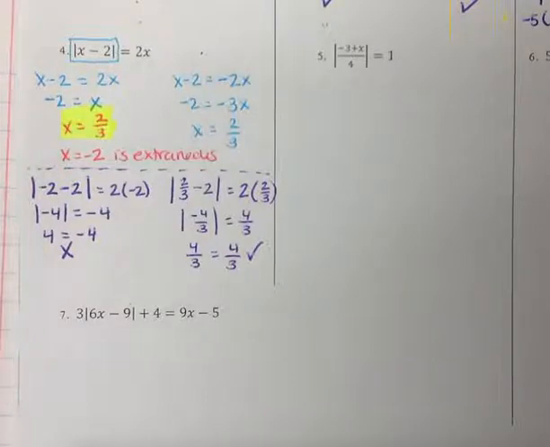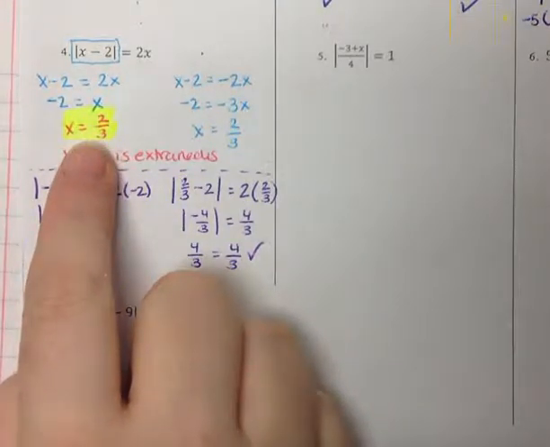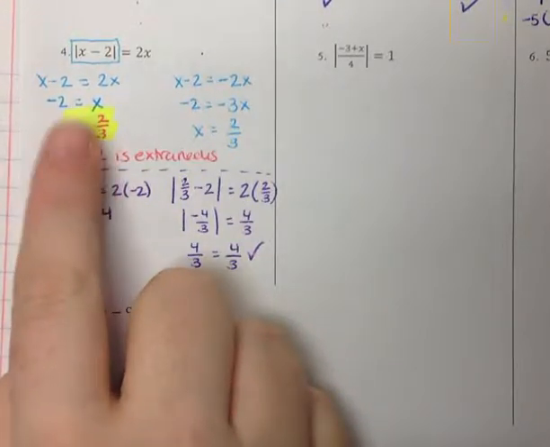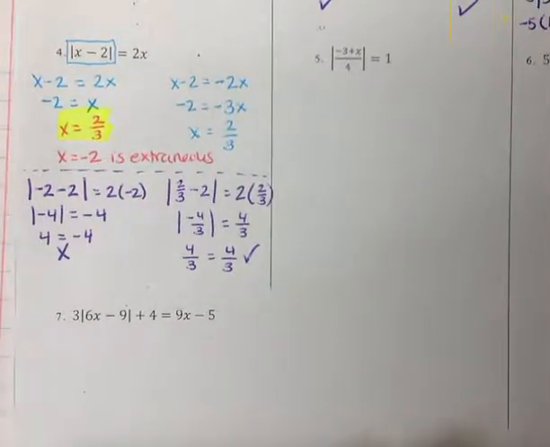We do want to know that negative 2 is extraneous, so we still want to write that out. But the only one that would actually work, that would be your answer, is the 2/3. That's why I'm highlighting only that one. This is why we check for extraneous solutions.